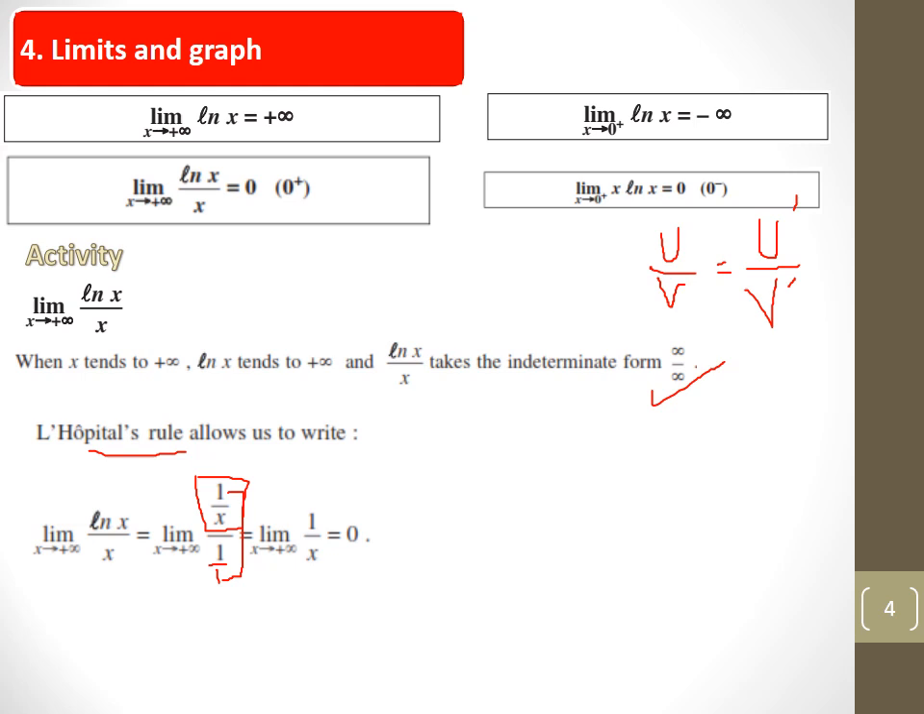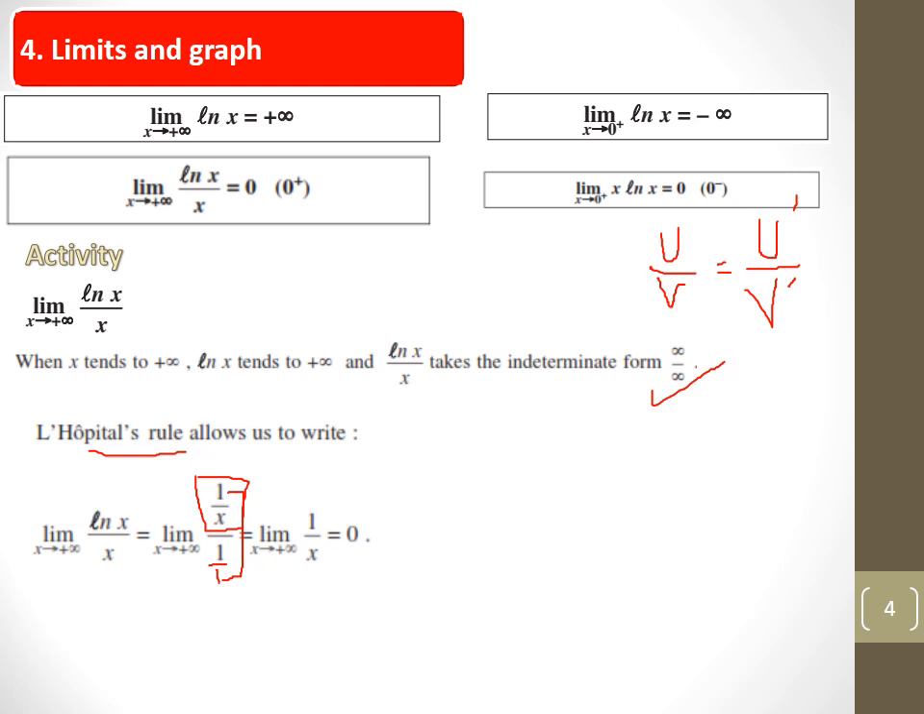So in this case, what do we have? We do it like this: far, far, near, near. So it's 1 over x. Now, if you replace the x by plus infinity, you get 1 over infinity. What's a number over infinity? It's 0. So this rule, L'Hôpital's rule, helped me to find the limit whenever I have an indeterminate form.